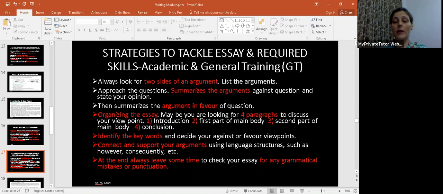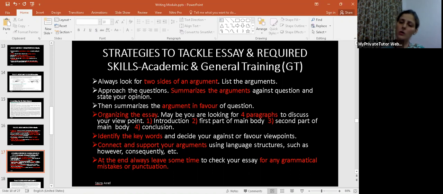Every paragraph is going to have 6 to 7 lines, or 4 paragraphs, more than enough. You're going to fulfill all the requirements of the word limit. Identify the keywords and decide your against or favor viewpoints. State what you are writing, what your points are, why you are in favor of this statement, or against.